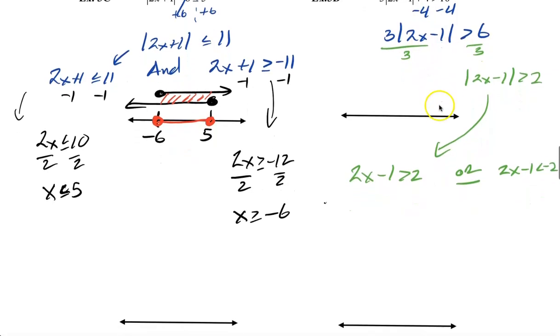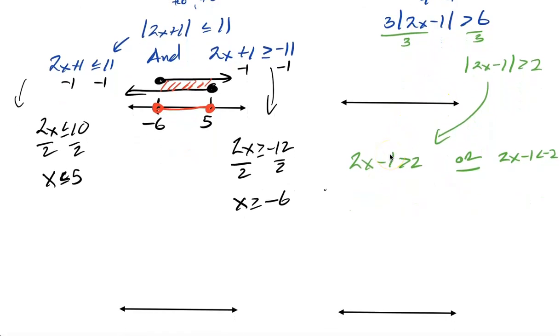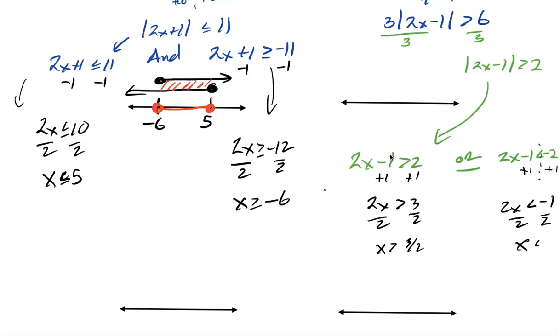Now we're going to solve each one of these, right? So add 1 to both sides for this one. 2x is greater than 3, divide by 2. You get a fraction, and there's nothing you can do about that. 3 over 2, or 1.5. Plus 1 over here. It's a little hard to see, I'm sorry. 2x is less than -1, and then we'll divide by 2. X is less than -1/2.